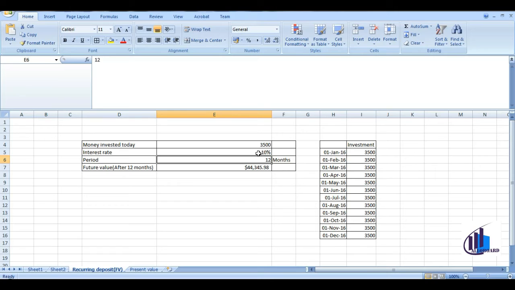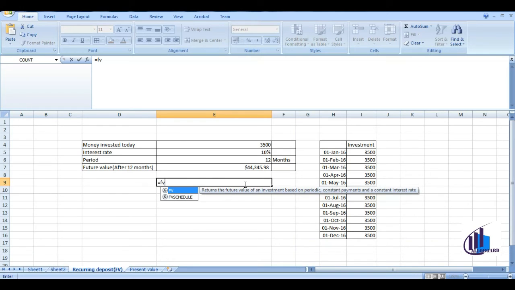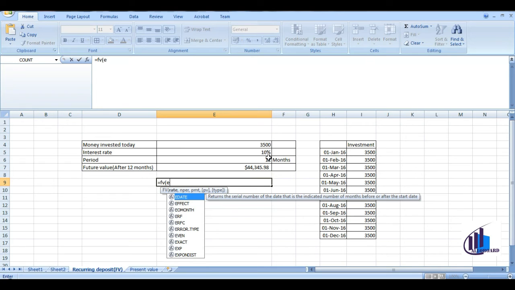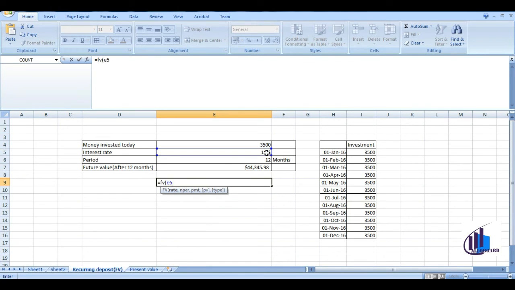Okay, so now since you have seen the future value, we will see the formula which is used in calculating the future value. The formula name is FV, and we'll give the rate. In this case the bank is offering 10 percent, so we give that, E5. Usually this is the annual rate. We'll convert it into a monthly rate by dividing by 12. This is the rate which the bank gives, and then the customer is investing $3,500 each month for 12 months.